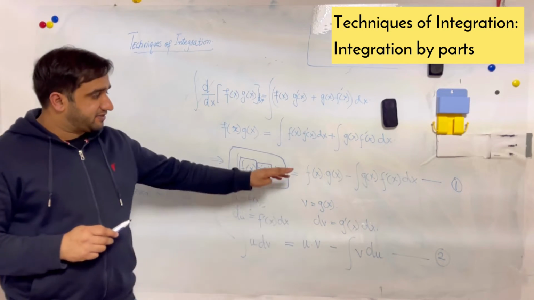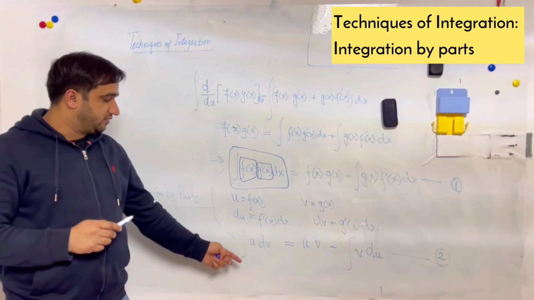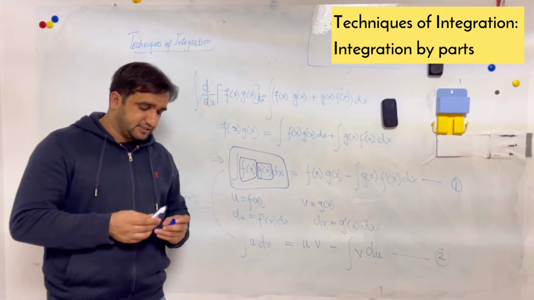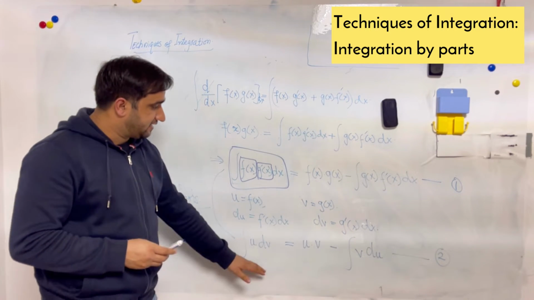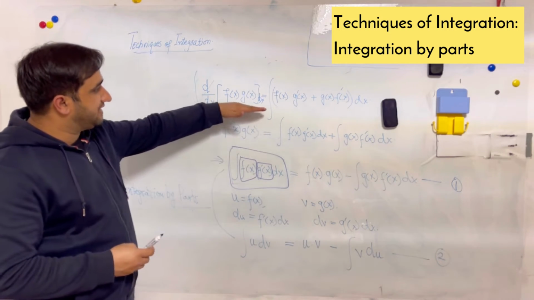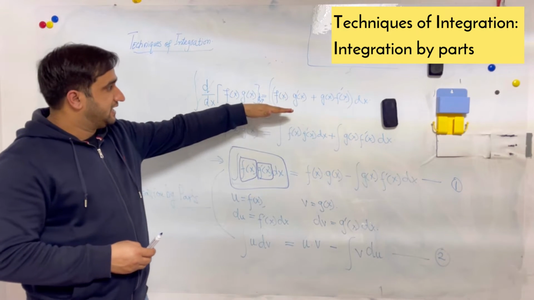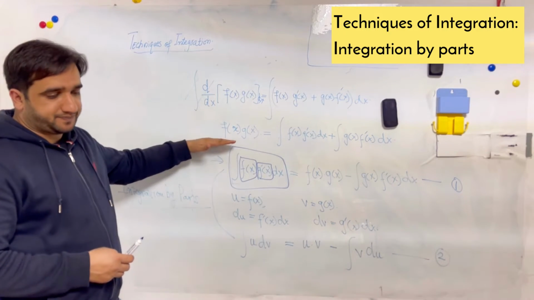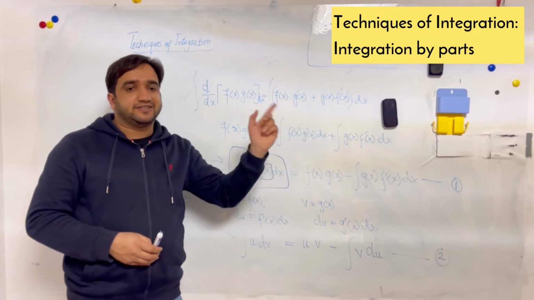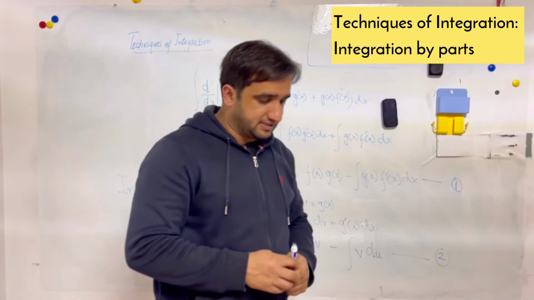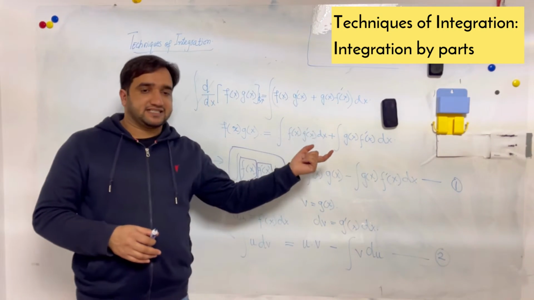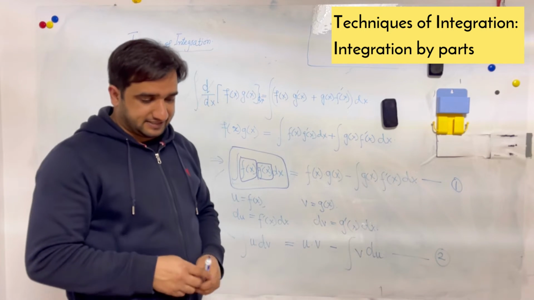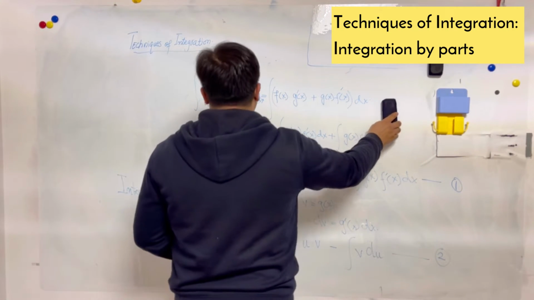Whichever formula is easy to remember, you can memorize it, whether this one or this one. In case you forget the formula, no need to worry, just go back to the derivative formula, which is very simple, put the integral on it and you will get the integration by parts formula. So this is equivalent to the product rule of derivatives. Integration by parts is just like the product rule in the case of derivatives. Let's have an example.